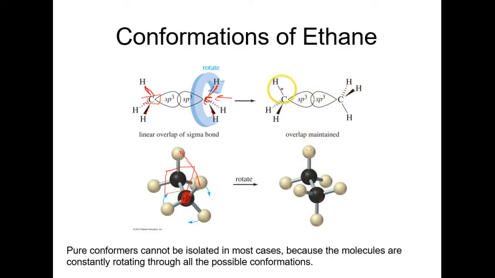So now you have a hydrogen in the plane here, but notice you don't have it in the plane here. It's in the plane at the bottom. Okay, so let's see what this says down here. Pure conformers cannot be isolated in most cases because the molecules are constantly rotating. So it's basically saying I can't isolate one of these molecules because it's constantly rotating. However, we're going to find out that one of these conformations is what this molecule prefers to be in most of the time.